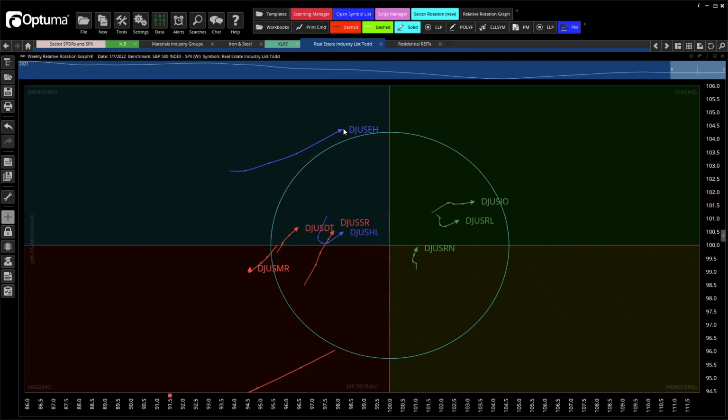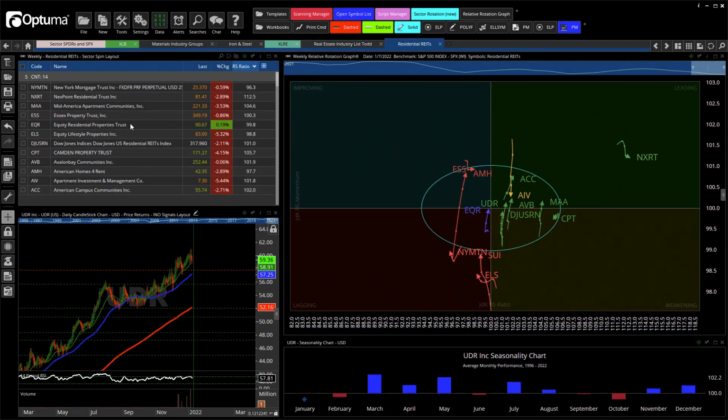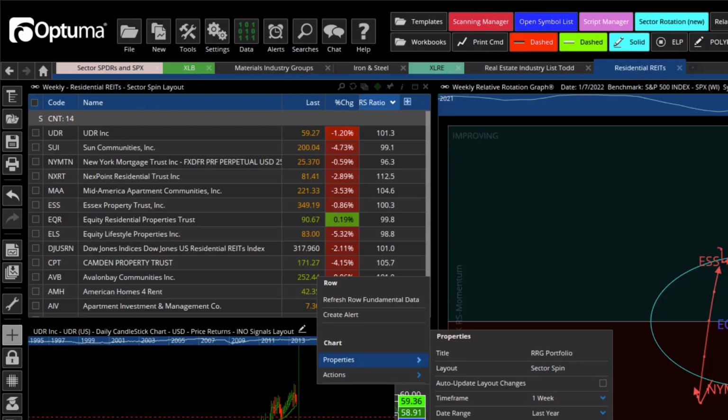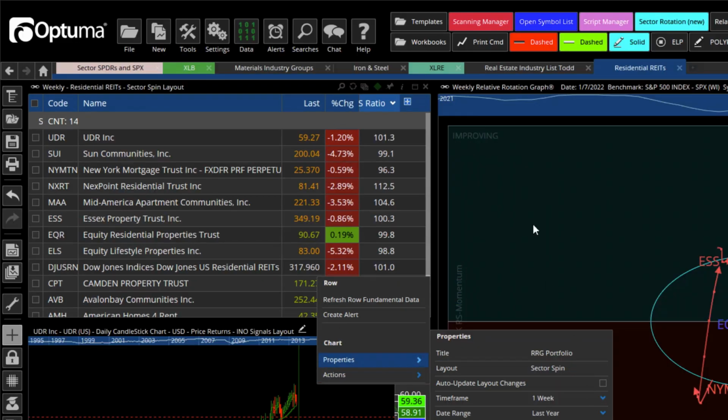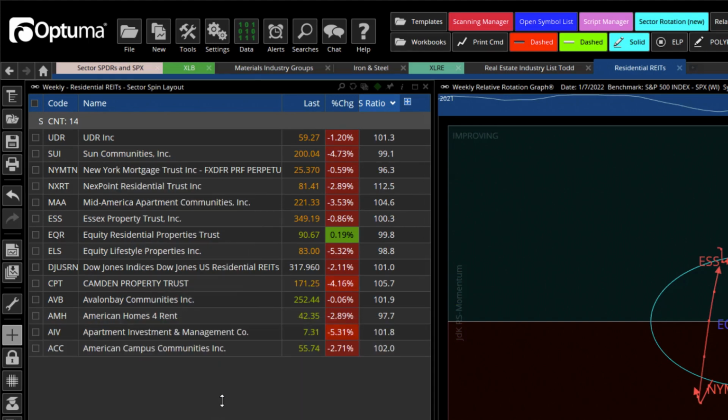So this one's got a nice blue improving trend, but these guys over here in the lead, this one is the one I want to focus on. Let's take a look inside the residential REITs right now. This group has 14 stocks. Let me make the font just a little bit bigger there for you. Okay, I've got 14 stocks that are in the residential REIT.